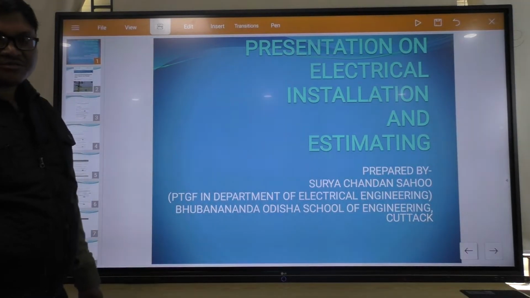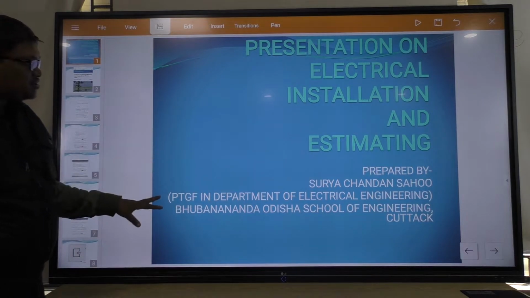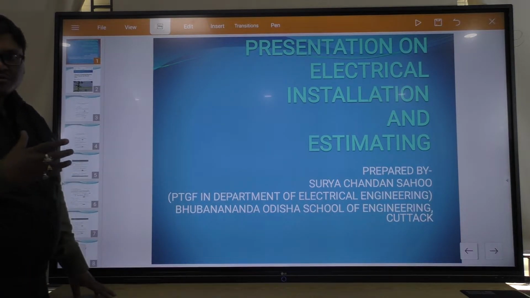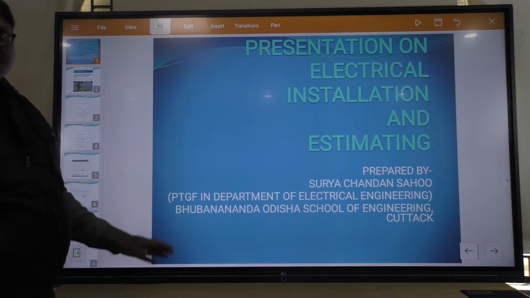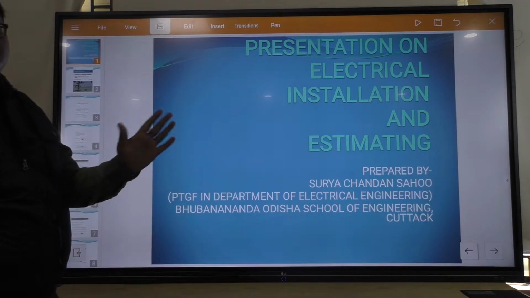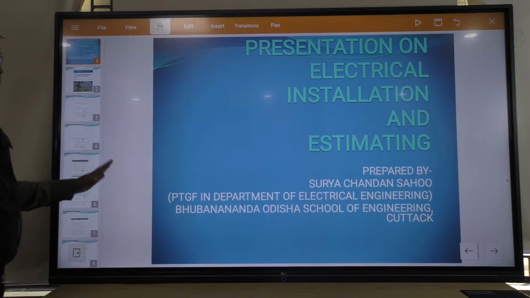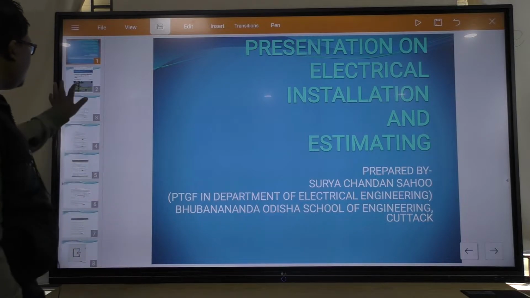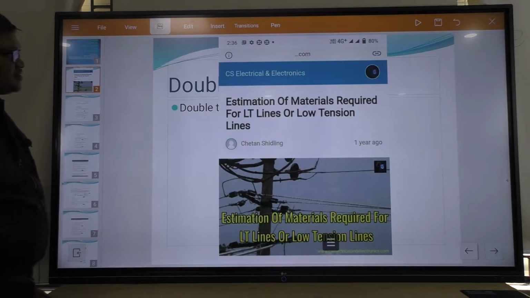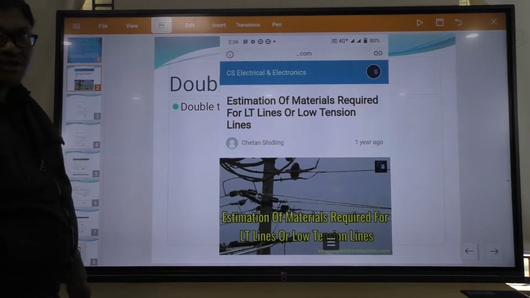In the previous class, we discussed domestic installation, and today we will discuss how the electrical energy comes to the domestic installation, that is, from the substation to the point of the consumer. Two types of installation are there. One is LT installation, that is, estimation of materials required for LT lines, that is, low tension lines.